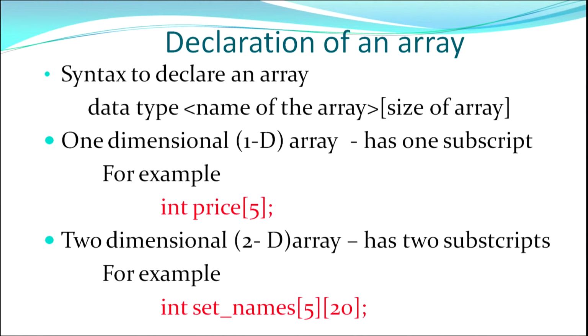So, here 5, the first subscript, specifies the number of rows, and the second subscript, 20, specifies the number of columns. Since this particular array, set_names, has two subscripts, it is known as a two-dimensional array. In this particular session, we will be covering both one-dimensional and two-dimensional arrays.